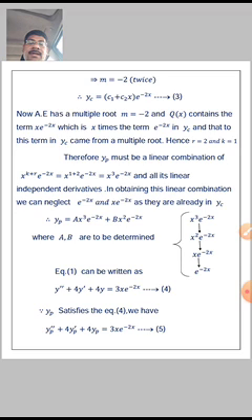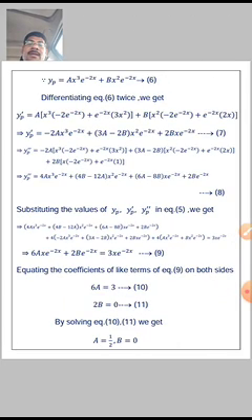Equation 1 can be written as y'' + 4y' + 4y = 3x e^(-2x). Therefore, yp satisfies equation 4: yp'' + 4yp' + 4yp = 3x e^(-2x), where yp = a x³ e^(-2x) + b x² e^(-2x). Differentiating equation 6 twice, we get yp' and yp''. We substitute them in equation 5 and compare both sides.